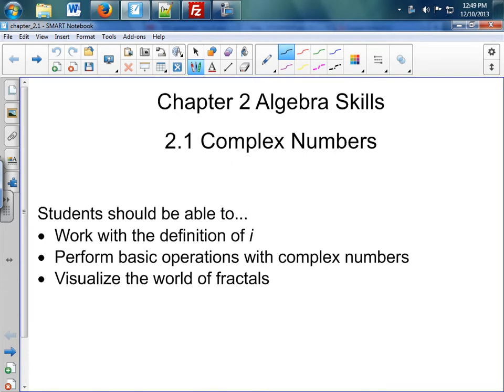Chapter 2, Algebra Skills. The first section is complex numbers. I'm thinking we talked about this already. Remember?